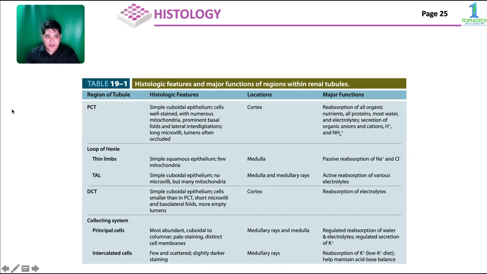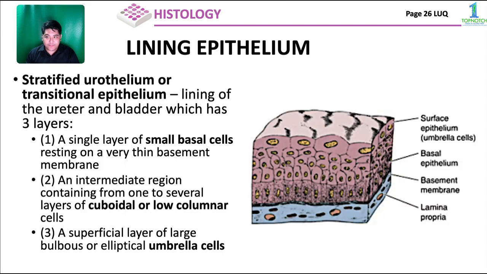So this is a summary of the histologic features of the different regions within the renal tubules. So please take note of the regions of the tubule and their location, like in the cortex, your PCT and your distal convoluted tubules. Now your loop of Henle is in the medulla, okay, and then your thick ascending limb is in the medullary rays, together with your intercalated cells and your principal cells.